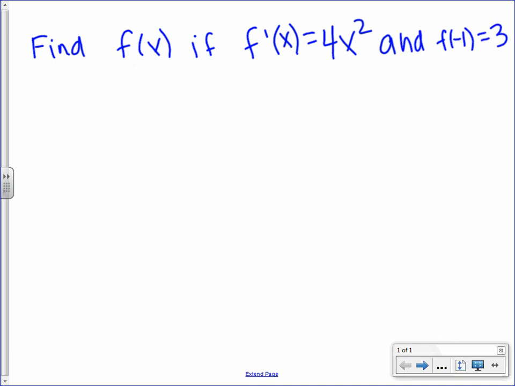Okay, so what we need to do, we need to find f of x if we know the derivative and we know a coordinate on the function. Okay? Just do the antiderivative. And we need to do the antiderivative. So let's talk about that. To find f of x, we need the antiderivative. That's basically what Jimmy said. So what is the antiderivative, Jimmy?